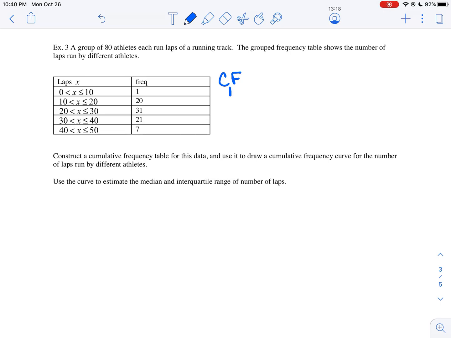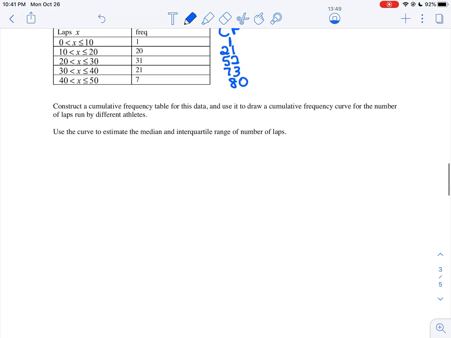But then a cumulative frequency means I'm going to add each subsequent value. So if I add 31, that's 52. If I add 21, that's 73. And if I add the 7, that's 80. So if we want to construct a cumulative frequency table for this data and use it to draw a cumulative frequency curve for the number of laps run by different athletes, we can do this.